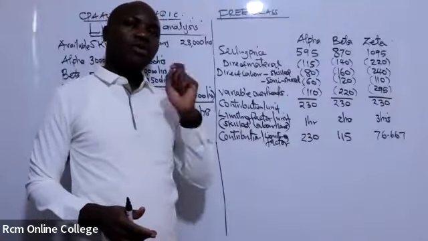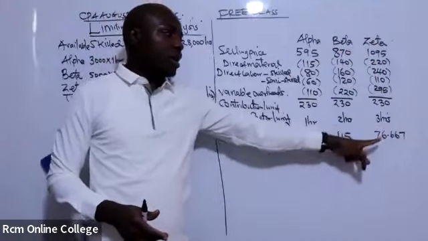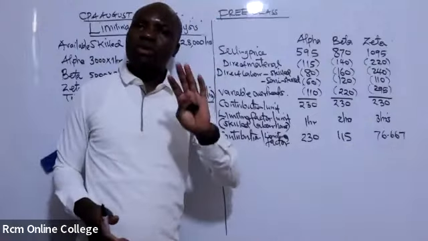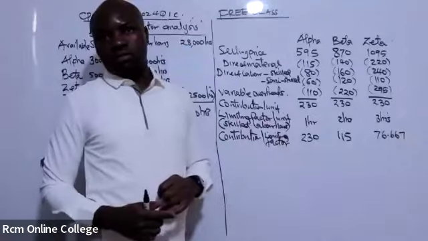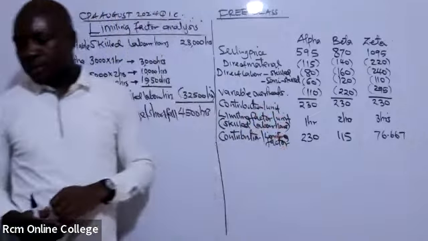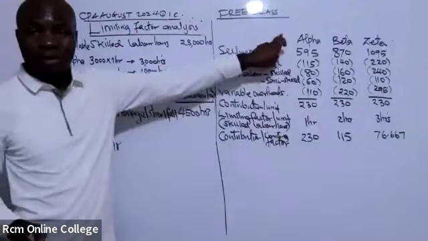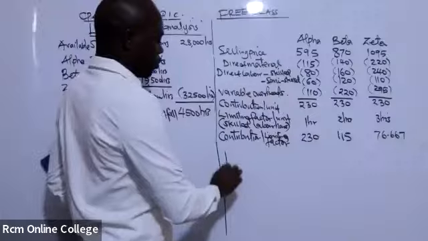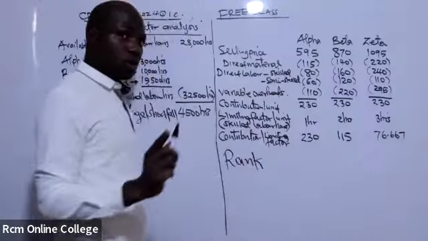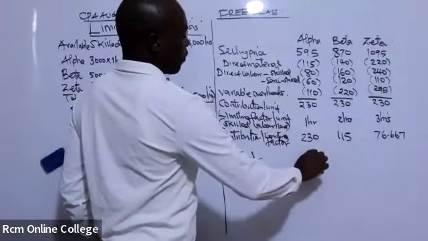If the company was to use the same 1 hour to produce zeta, the company is now having a profit of 76.667. Which product will you go for first? Where will you spend the first 1 hour? You will take that first 1 hour to produce alpha, right? That is what we are now referring to as rank. We are ranking based on profitability. So this product alpha becomes number 1, right?